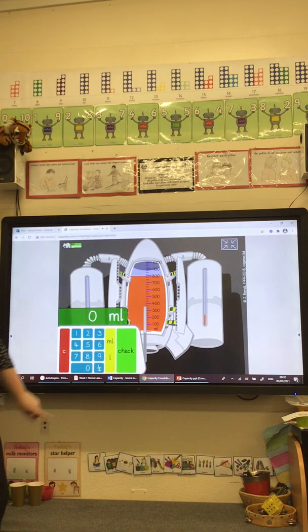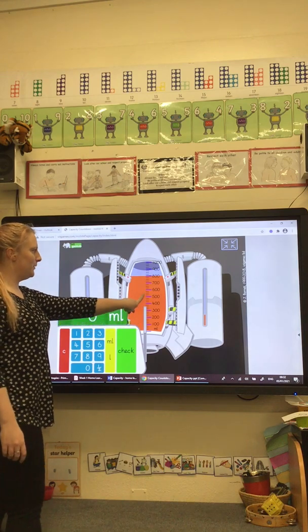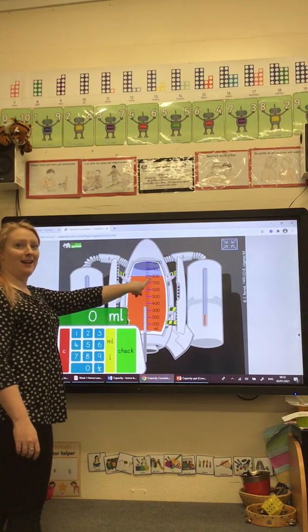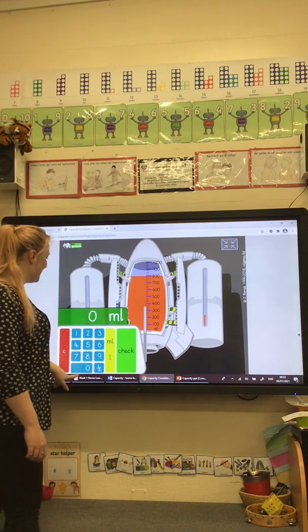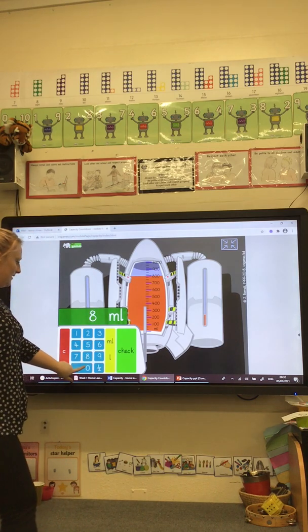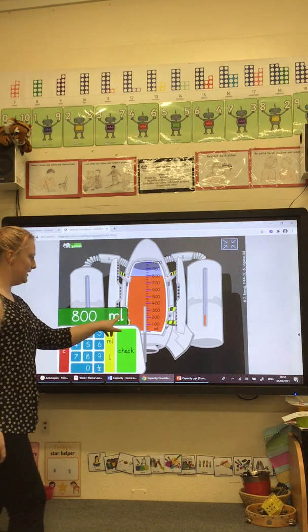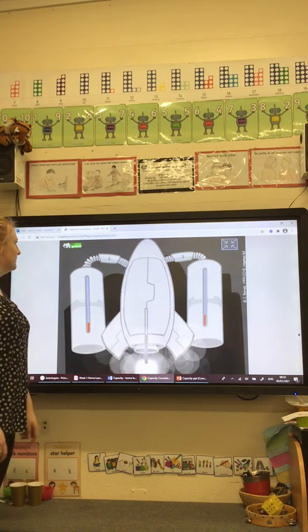Oh, let's have a look. All the way up, all the way up. What have we landed on? 800 millilitres again. 800 millilitres. Check.